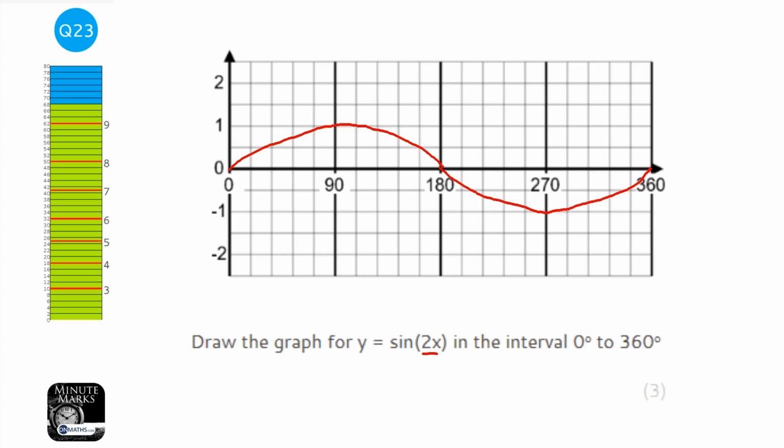So figure out what's happening here. I'm going to pick this point here. I want to know what the y is at 90. The first thing I'm going to do is double 90, and it's going to be 180. Then I'm going to sine it. When I do that, I get the answer 0. So it's actually 0.